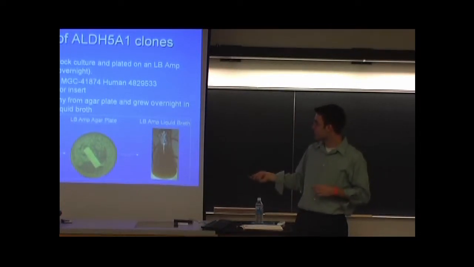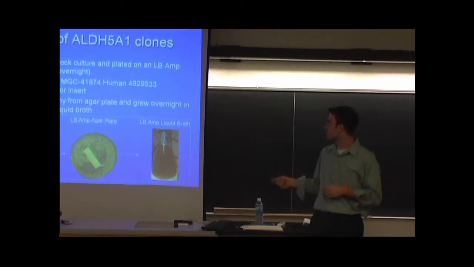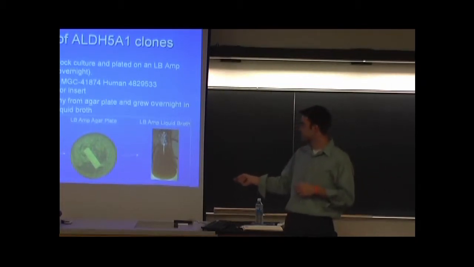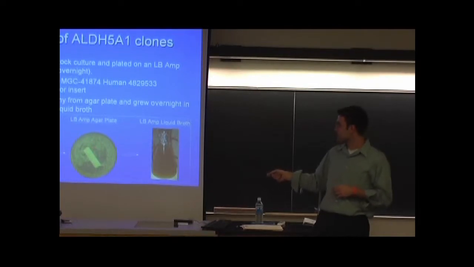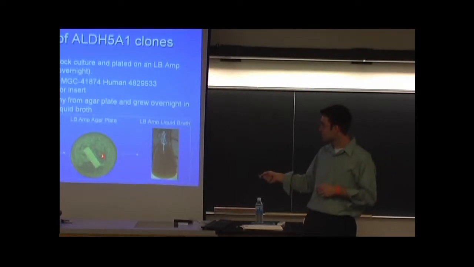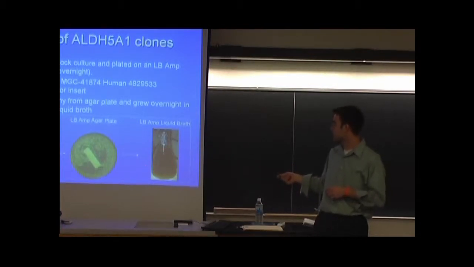a sterile loop and just scrape one of these, and then put it on an LB amp agar plate, just swab it right on there. Grew it overnight, and when that happened, the plate looks similar to this. It's actually not a plate that I grew, but the plate would look very similar to this. And what you do, take one of these individual colonies and plop it into the liquid broth form.